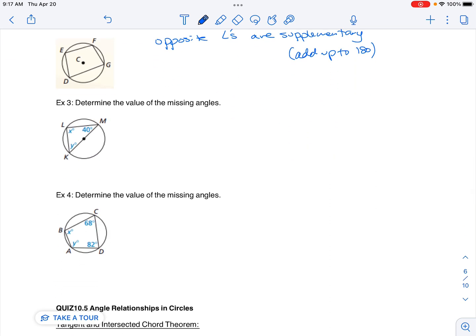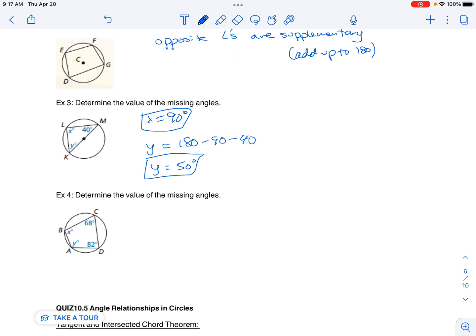So, example 3, determine the value of the missing angles. Right away, I have a right triangle because it's formed with that diameter. So x equals 90. Y is going to be 180 minus 90 minus 40, which is 50.